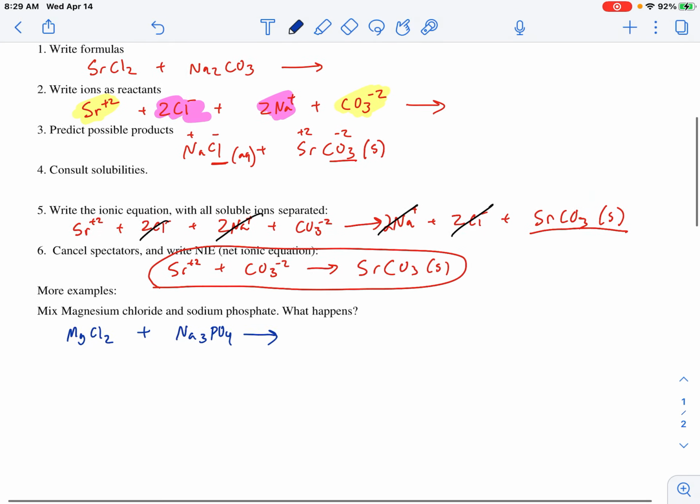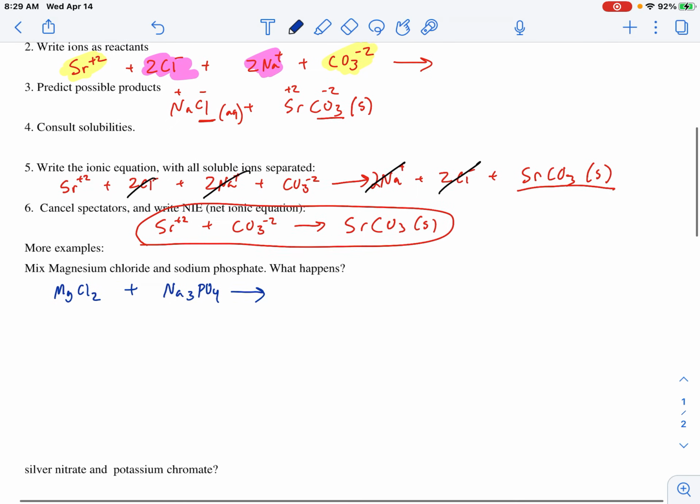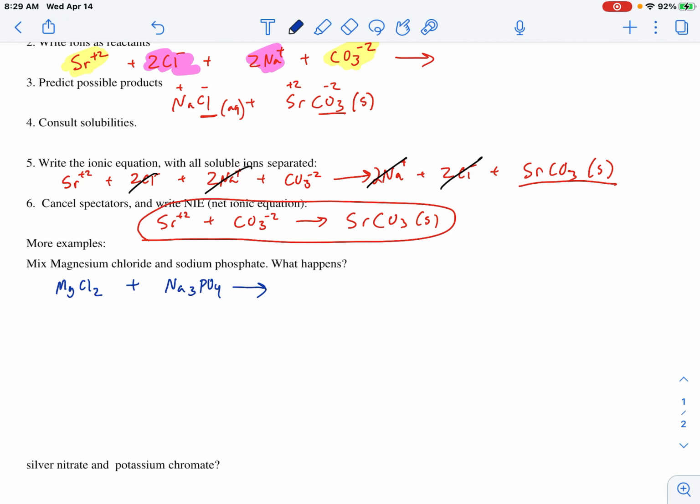So I'm going to do this a little bit quicker. I'm not going to break down all the steps. I'm going to just jump straight to predicting the products. And the double replacement rule tells us that we will get NaCl and that we will get magnesium with phosphate. So this is tricky. Magnesium is +2, phosphate's -3. So Mg3(PO4)2. Okay, so let's balance this. So 2 phosphates, 6 sodiums, 6 sodiums. Okay, now we are balanced.